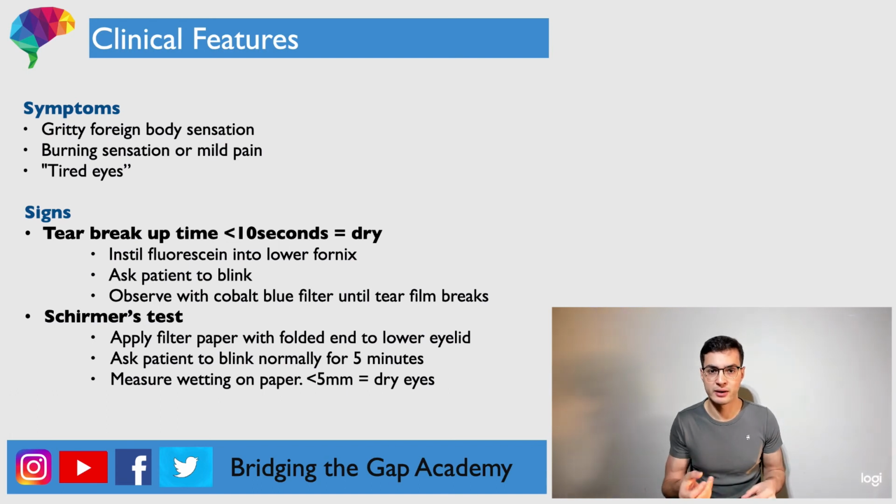Another test is called Schirmer's test. You put a little filter paper in the lower eyelid and you leave it there for 5 minutes, ask the patient to blink normally, and then you measure how much wetting has happened after 5 minutes. If it's less than 5 millimeters, that suggests dry eyes as well.